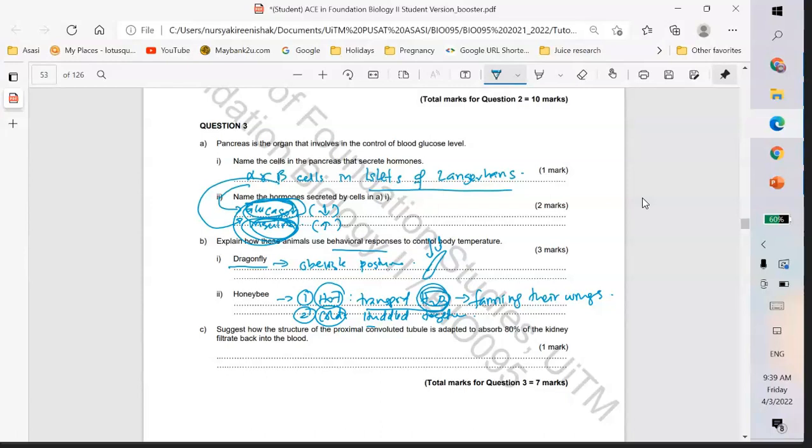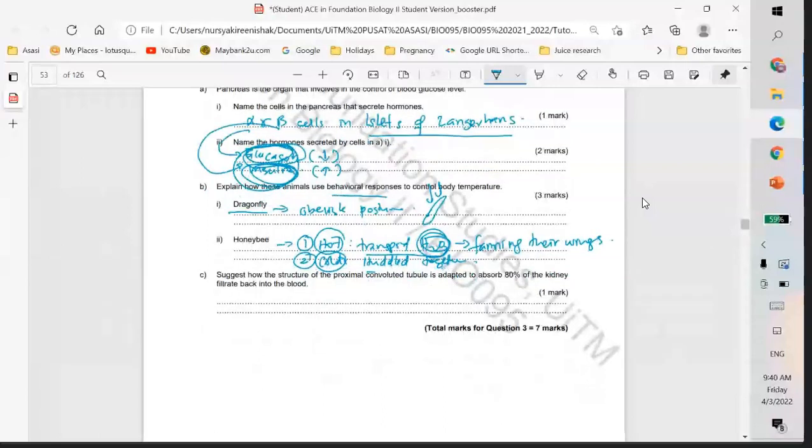So if you are feeling cold, for example, you hug together. This is to reduce heat loss from the body. They huddle together, close to one another, to reduce heat loss.